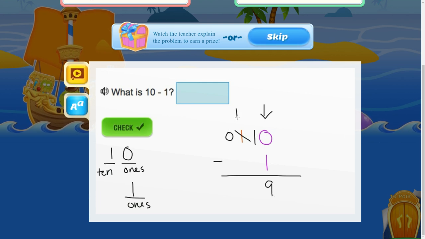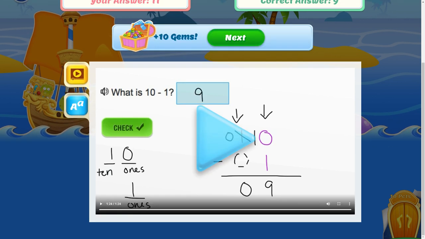And if we move over to the tens place, we'll see that we have 0 minus an invisible 0, which of course is just 0. That means our answer is 9.